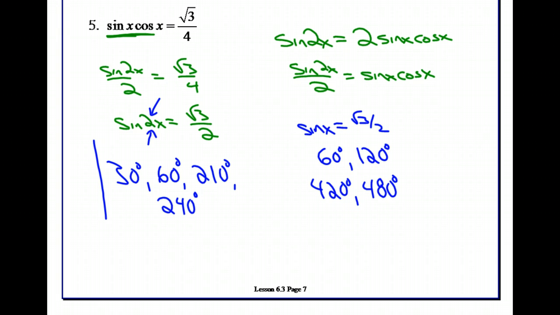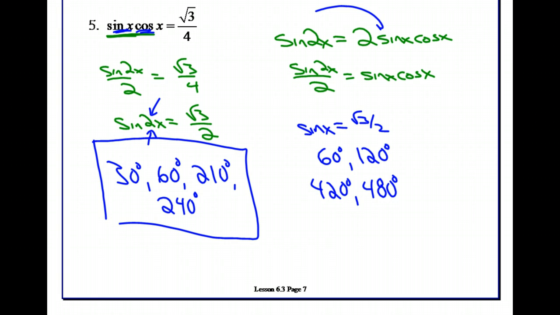So not at all an easy problem. You started out with 2 different trig functions in there, but we use this identity to get it down to a single trig function. And we've solved it. Okay, final problem.